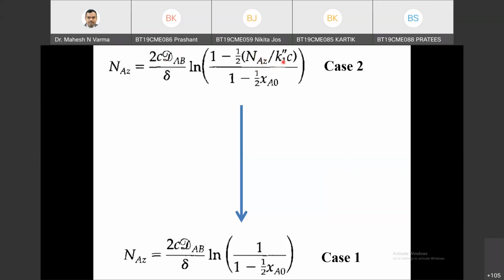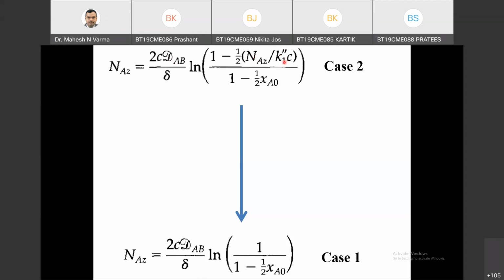And this NAZ is also related to K1 double dash. NAZ equals, in fact, K1 double dash C into XA. If K1 double dash is larger, NAZ will be larger. So K1 double dash is larger as compared to DAB in this case, not larger as compared to NAZ. This is what happens sometimes while taking the assumption: we take the correct assumption, but with wrong interpretation. That should not be there.